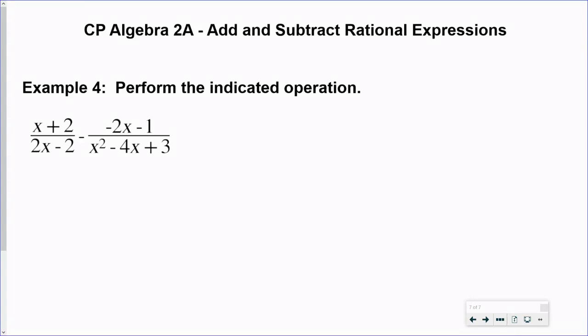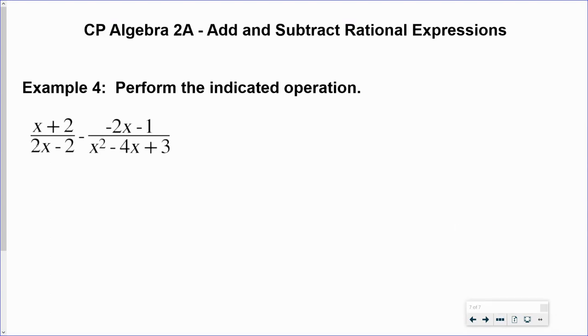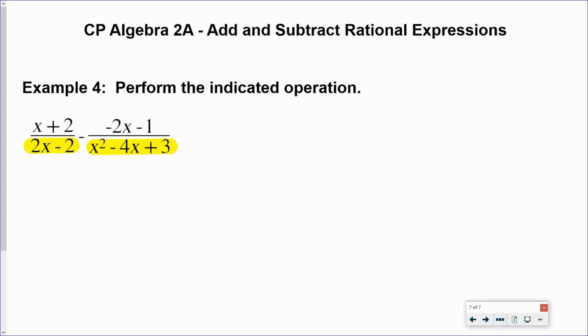I want to do another example here. So example number 4, we're going to perform the indicated operation. So we're going to do this subtraction problem. If you take a look, grab the highlighter real quick. Our denominators are clearly not the same in this problem. So just like the last problem, we're going to have to get a common denominator for the numerator and the denominator. So we're going to follow the exact same approach as we did in the previous example.